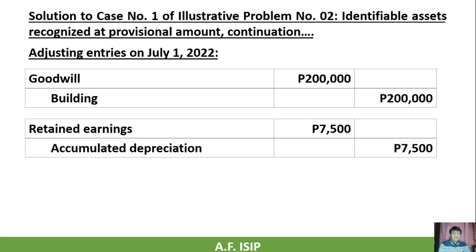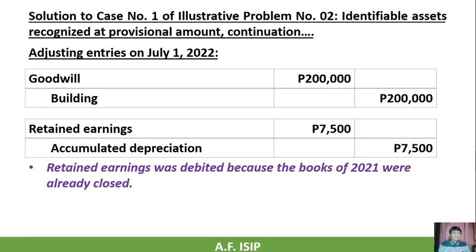Why retained earnings? Because the books of 2021 are already closed. If the books of 2021 were not yet closed, the debit should be depreciation expense. But since it was already closed, we will debit retained earnings of 7,500 and recognize the contra asset account of 7,500 pesos accumulated depreciation. So retained earnings was debited because the books of 2021 were already closed.